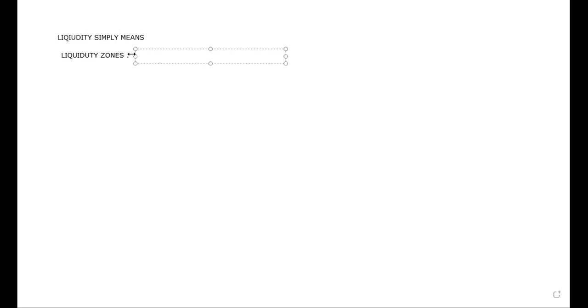Okay, that being said, let us look at what liquidity zones are. Liquidity zones are areas where there are liquidities, that is, areas where there is money. So in these places, you would expect the market to give you a huge move. Yes, a huge move will be there.